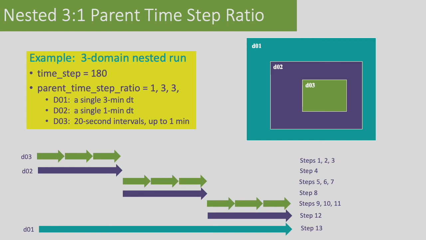First, domain 3 integrates forward 3 time steps of 20 seconds each to get to the time step value of domain 2. Then domain 2 catches up by integrating forward a single step of 1 minute. Domains 3 and 2 repeat this 2 more times until they've reached the 3-minute mark, at which point it's time for domain 1 to integrate forward a single 3-minute time step. And then this is repeated until the full simulation time is complete.